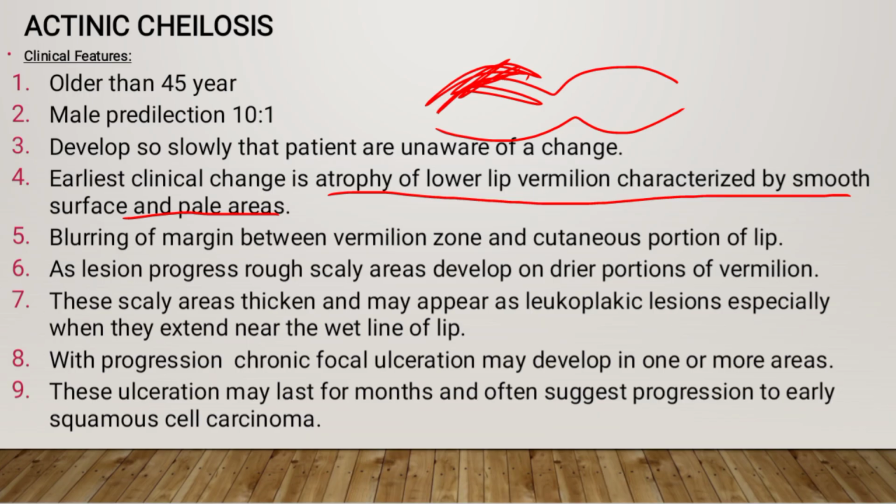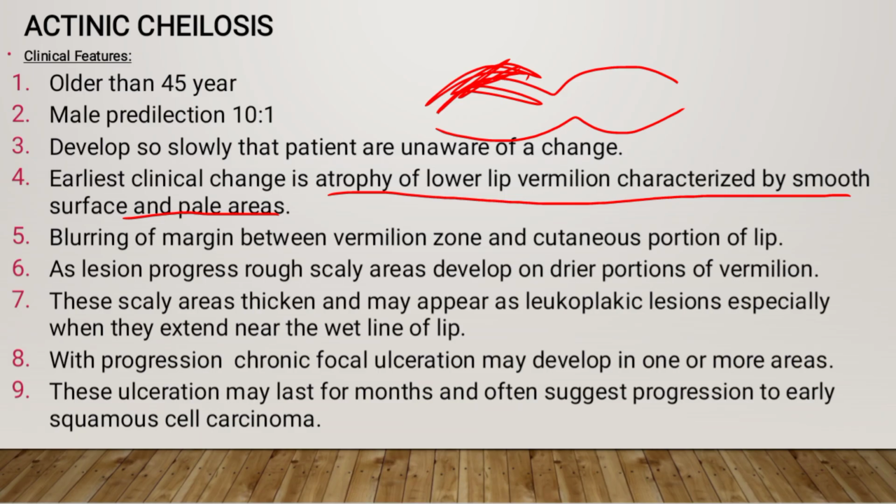Number one was the blurring of the margins. Now there is scaling of the portion of the vermilion. These scaly areas are thickened and may appear as leukoplakic lesions, especially when extended near the wet line of the lip. With progression, chronic focal ulceration may also develop in one or more areas.